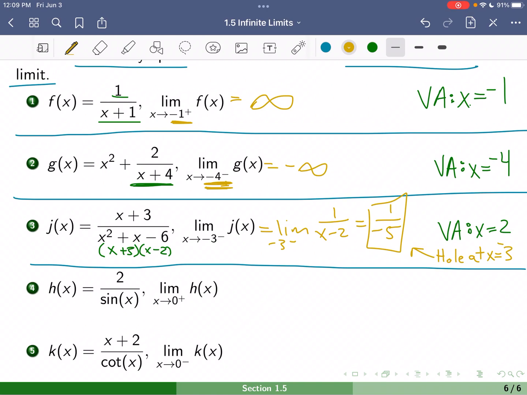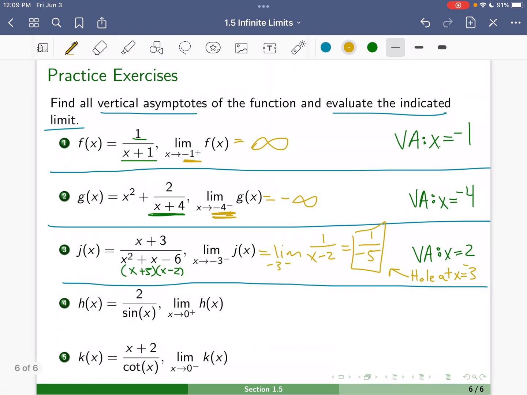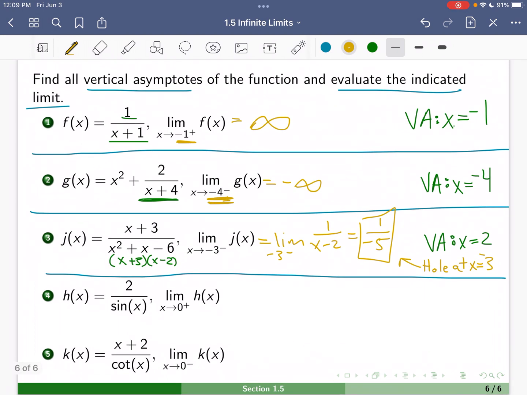In our last video, we did the first 3 examples where we were evaluating some limits that happen to have infinite limits. We also found some vertical asymptotes. In this video, we're going to do the final 2 examples. These final 2 examples involve trig functions. So let's jump right in and see what we have.